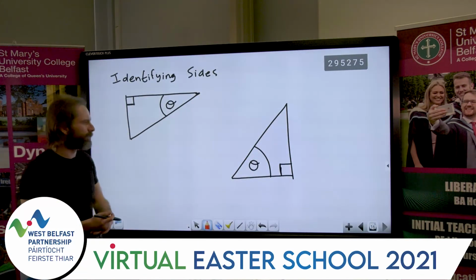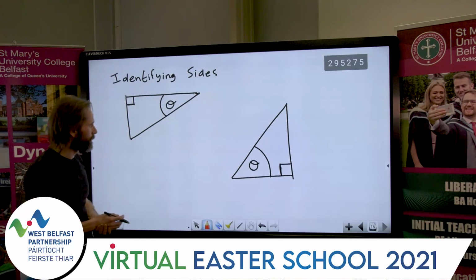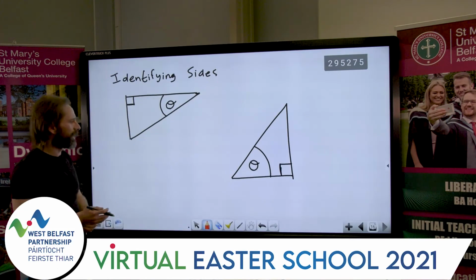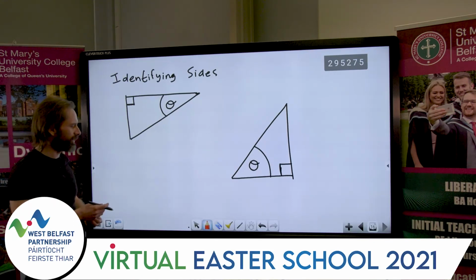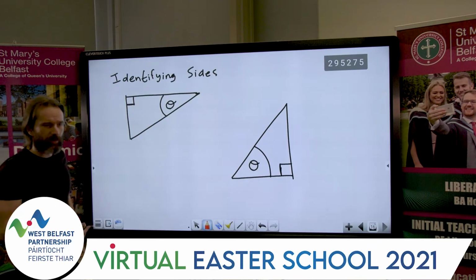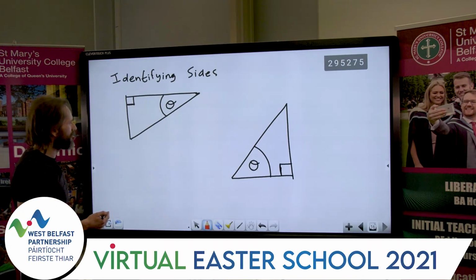So what I will very briefly show you, and again it's just covering some of the basics before we get stuck into some questions on finding the missing side, is how we identify the sides within a right-angled triangle. So firstly, as you can see, I've got a couple of roughly drawn right-angled triangles on the board, and we're going to label the three sides within each. You may remember this from Pythagoras' theorem as well. How we label the hypotenuse.